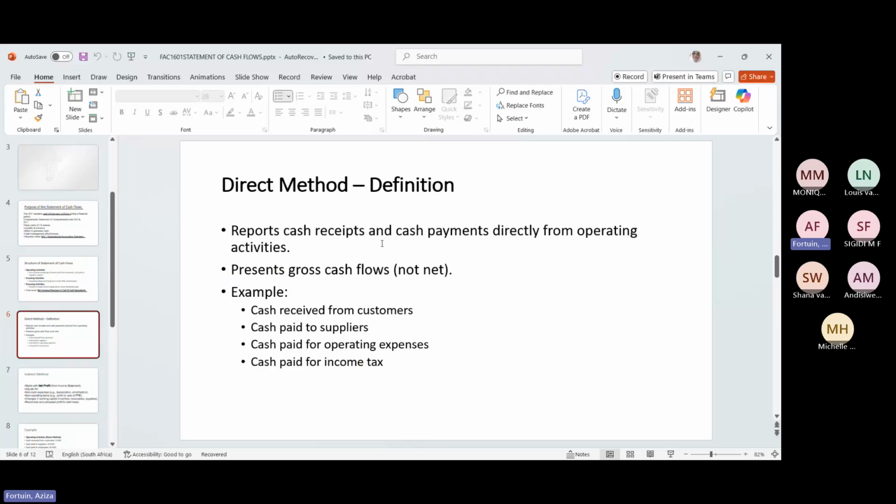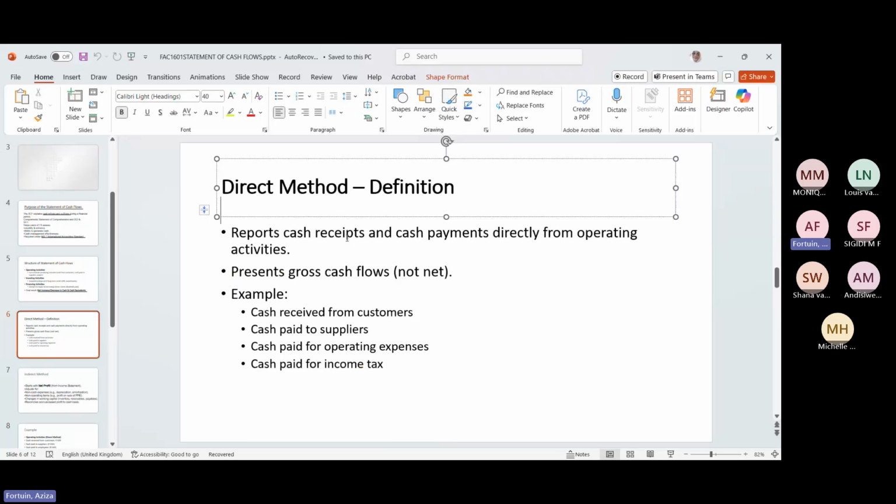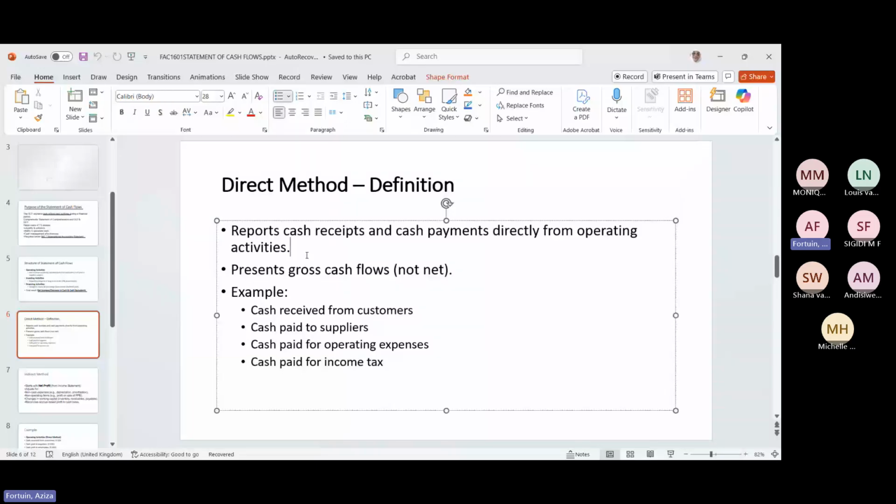The direct method reports the cash receipts and cash payments directly from operating activities. It presents the gross cash flows. An example would be cash received from customers, cash paid to suppliers, cash paid for operating expenses, and cash paid for income tax.